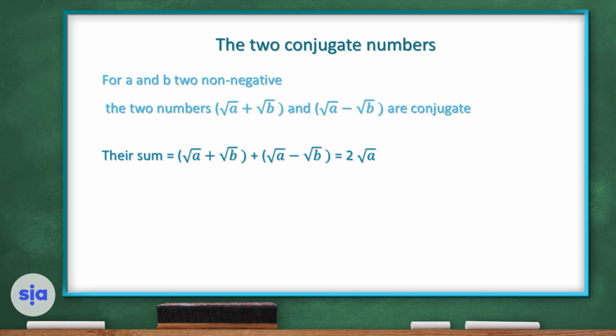Okay, how about the sum of the two conjugate numbers? Root a plus root b plus root a minus root b, it's 2 root a.